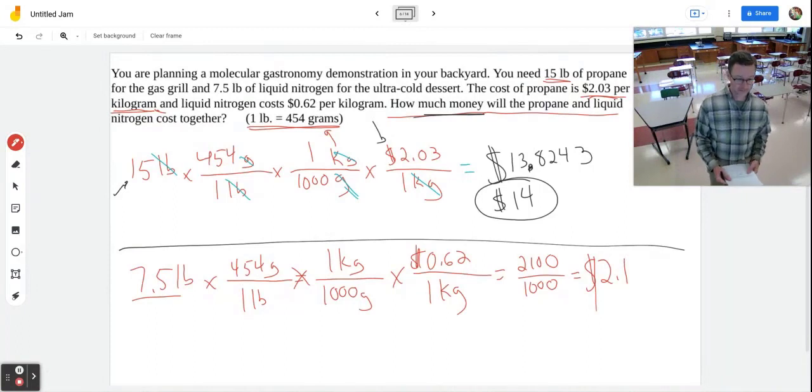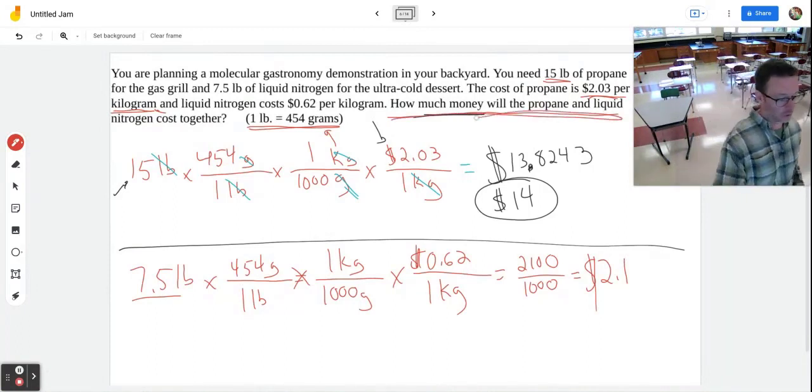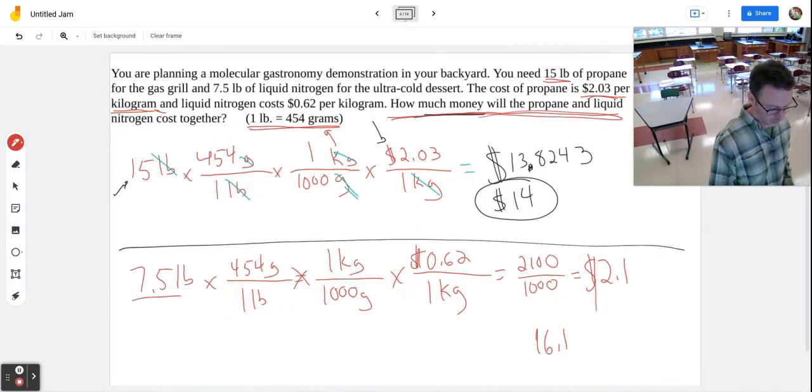All right, finally, the final question is, how much will it all cost together? Well, I've got 14, I've got 2.1, that's $16.1.